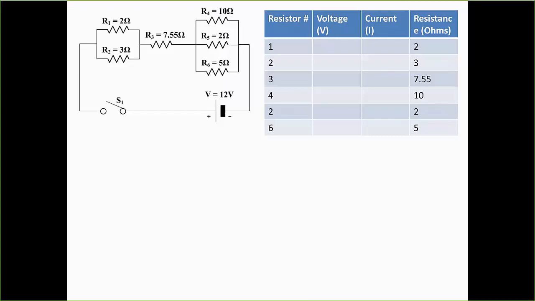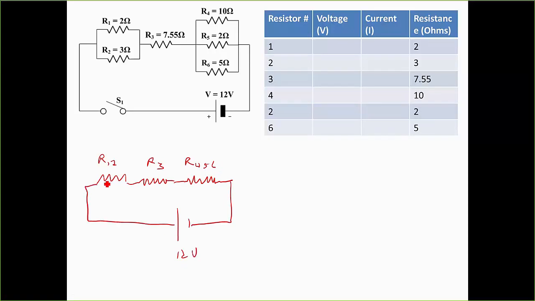So R1 and R2, I'm going to reduce, and I'm going to label it R12 because that's the way I reduced it. R3, nothing happened, so it's still here. And then R4, 5, and 6 need to get reduced as well, so that's R456. They're all connected to this 12-volt battery. I'm going to ignore the switch since we don't really talk about it. Realize that R1 and R2 are in parallel, do an equivalent resistance. R4, R5, and R6 are in parallel, do an equivalent resistance.